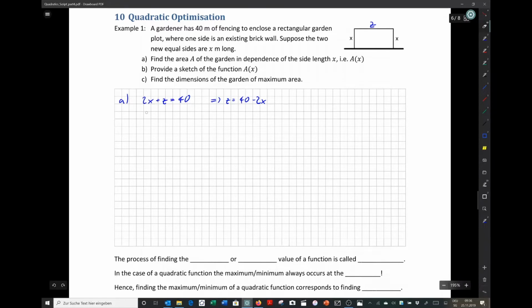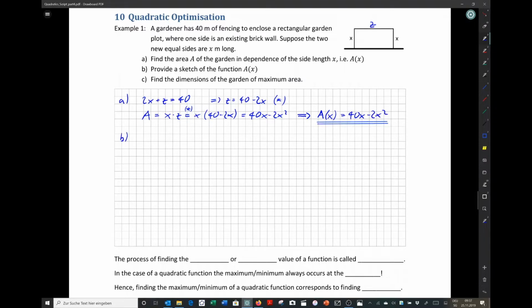Now we can express the area A as x times z. Replacing z by this equation star up here, we get x times 40 minus 2x, which equals 40x minus 2x squared. So actually now the area A is a function of the width x. So A of x is 40x minus 2x squared. Well, A of x is obviously a quadratic function.